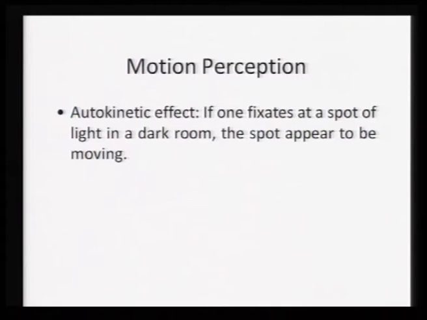We come to another induced motion concept, that is the autokinetic effect. This effect can be very easily generated if you fixate on a spot of light in a dark room. That spot appears to move. You have a dark background, and you have a spot of light here. It is actually static, but if I ask you to focus on it in a dark room, you start getting a feel as if this white dot is gradually moving. This is called the autokinetic effect.